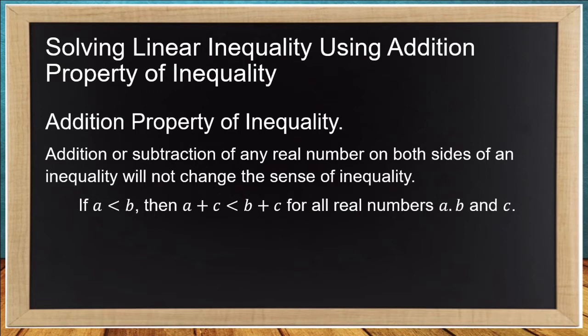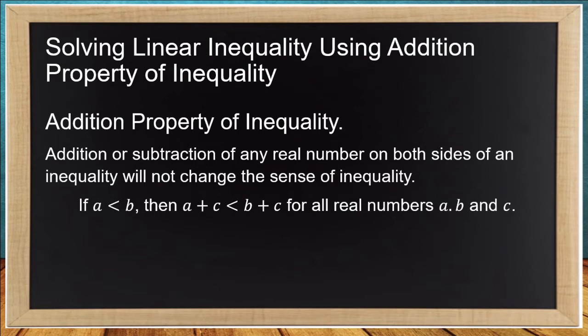So this means that if you add a real number on both sides of your inequality, the sense will not change. It means that just like in our illustration here, if it is initially less than, then it would still be less than after we add the same real number on both sides of our inequality. And it is still true for greater than or equal to, and less than or equal to.